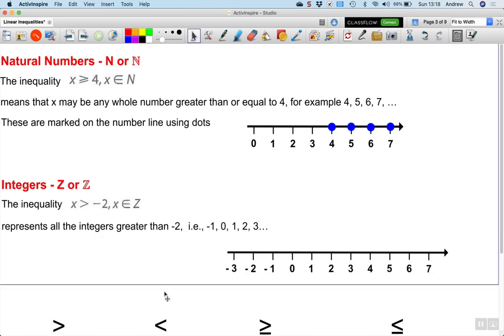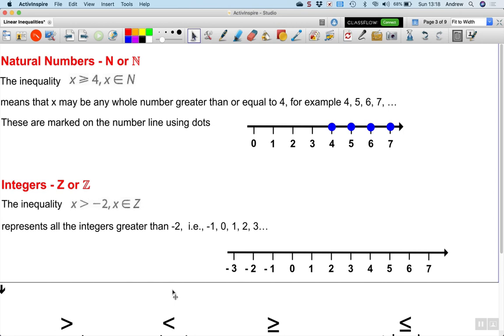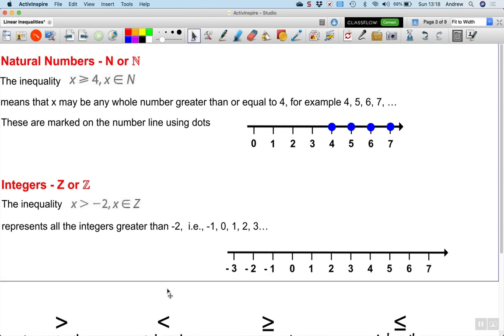So here is our number line. So we want to represent this answer on our number line. We just put, again, closed circles, dots. So here's our solution set, and here's an arrow at the end indicating it goes on forever.